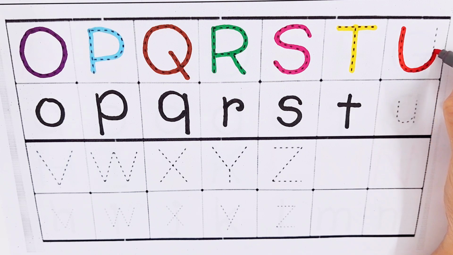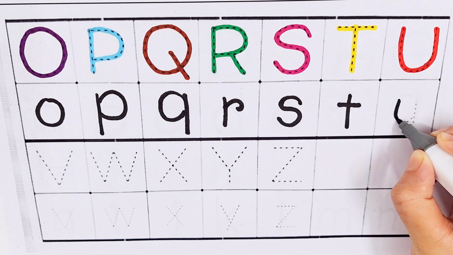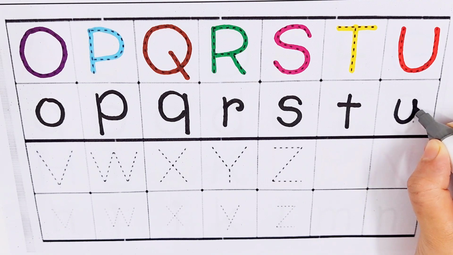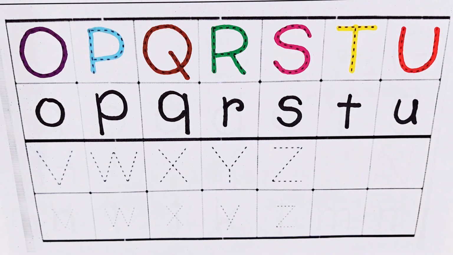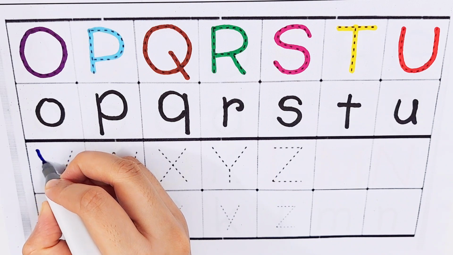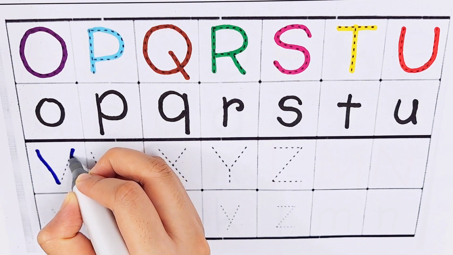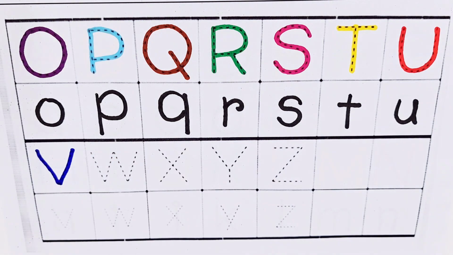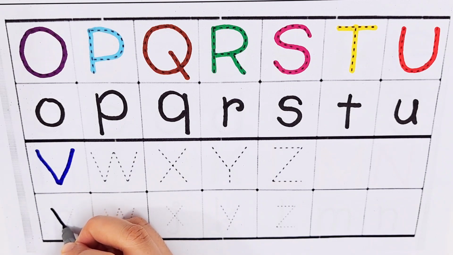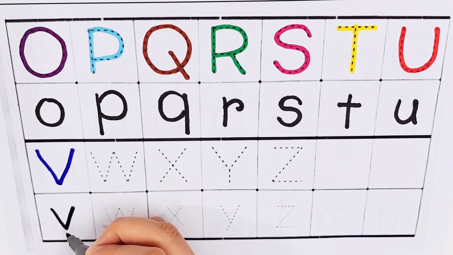U for uniform. U for universe. V for vanilla. V for van.